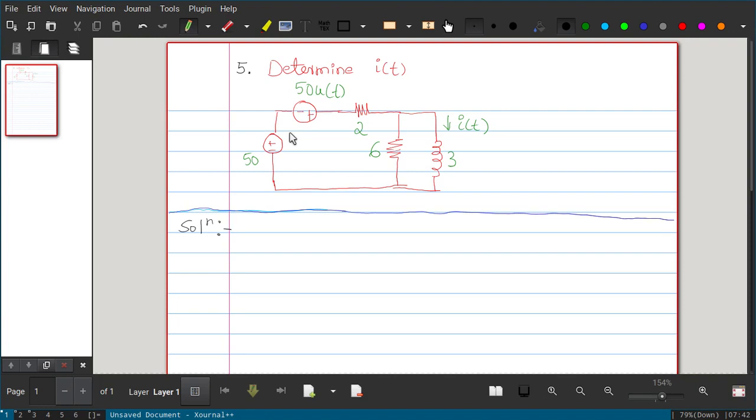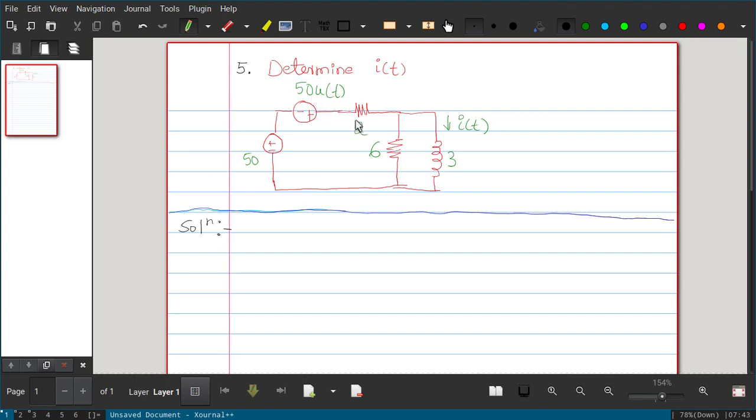So what does it mean? When t is less than 0, this voltage source will have 0 volts. So this voltage source will be active only after t greater than 0. So 50 u(t) means when t is less than 0, this voltage source will have 0 volts. How to represent 0 volts? A short circuit. When t is greater than 0, this will have 50 volts, 50 into 1, so 50 volts. So 50 u(t) means when t is less than 0, it is 0, and when t is greater than 0, it is 50.